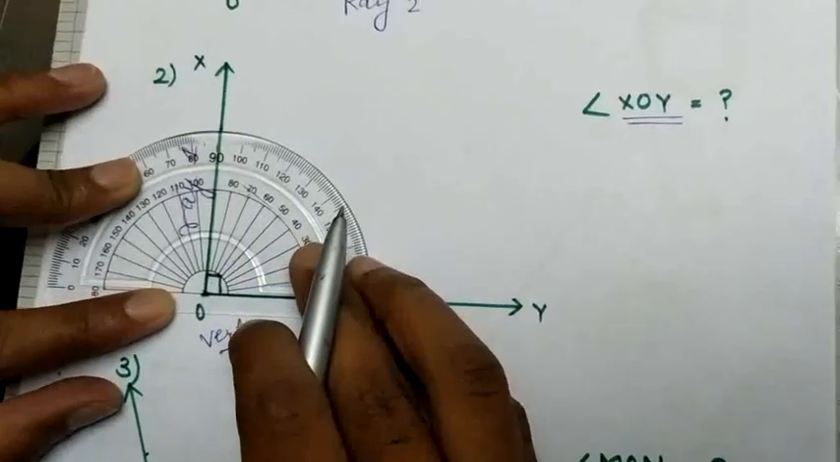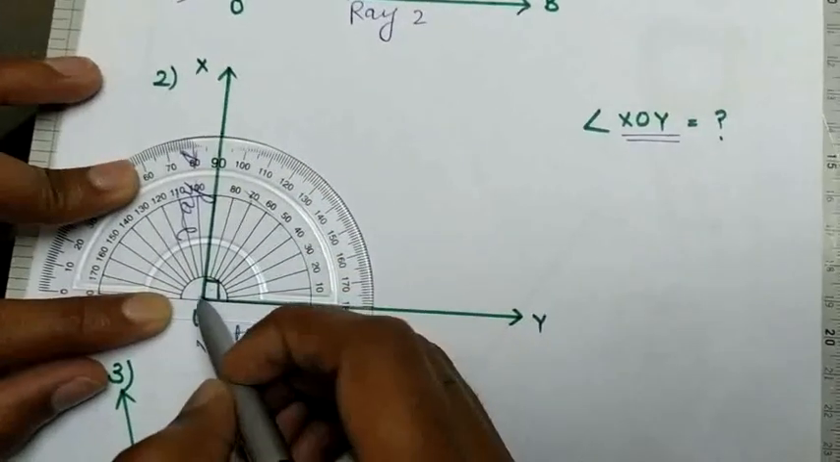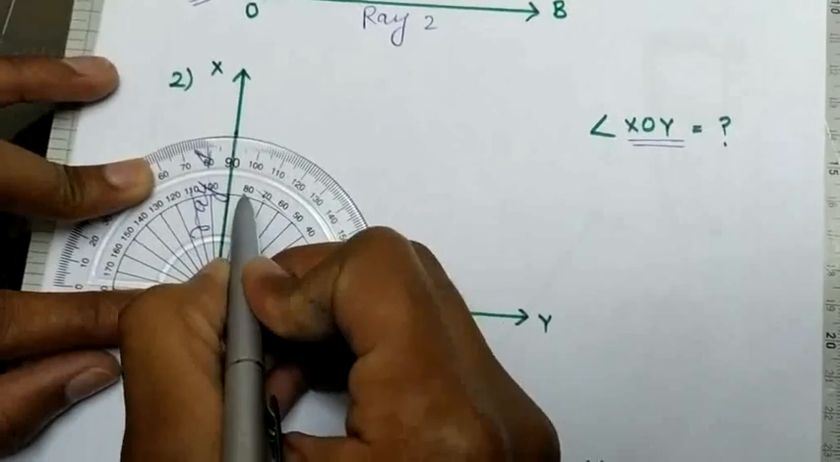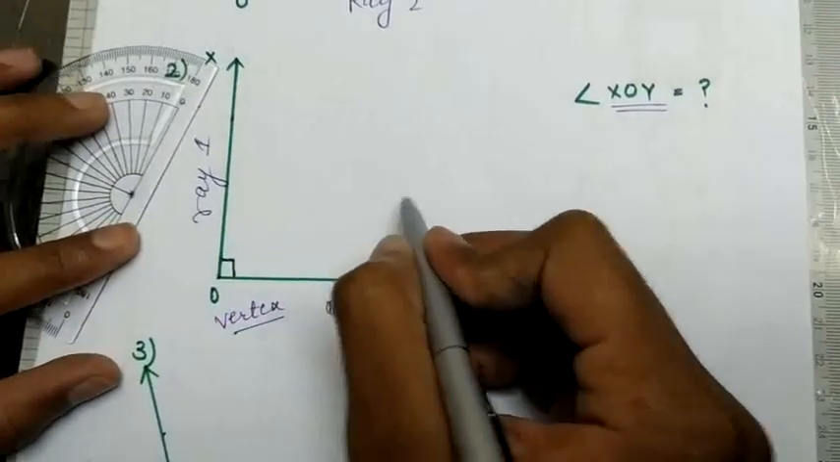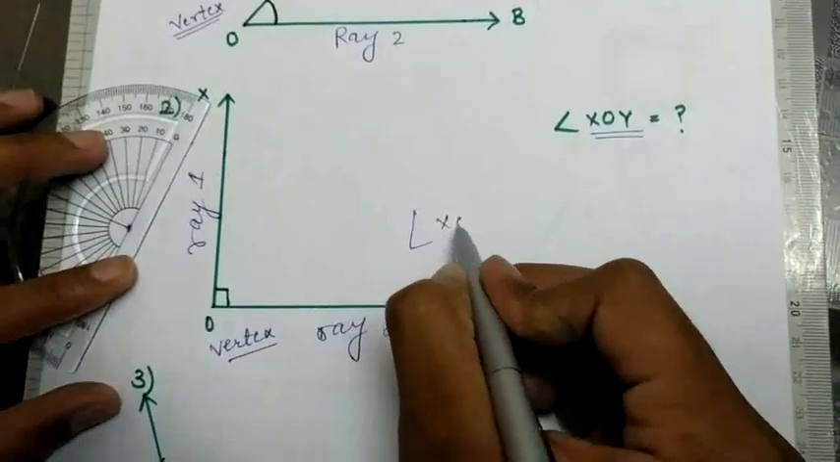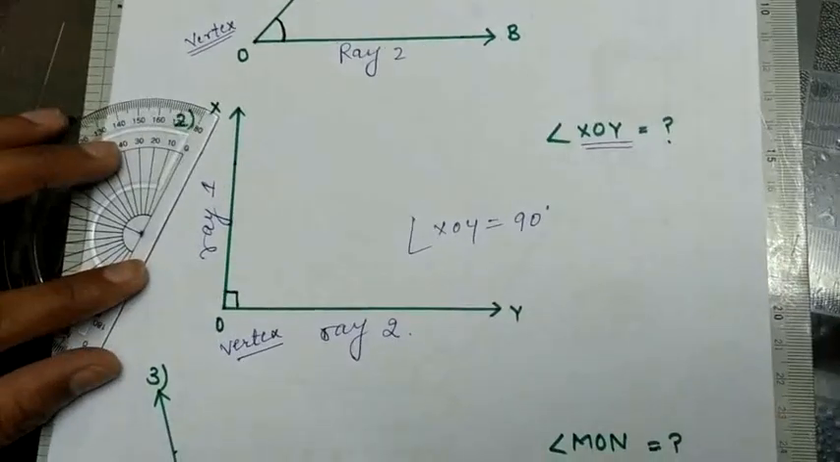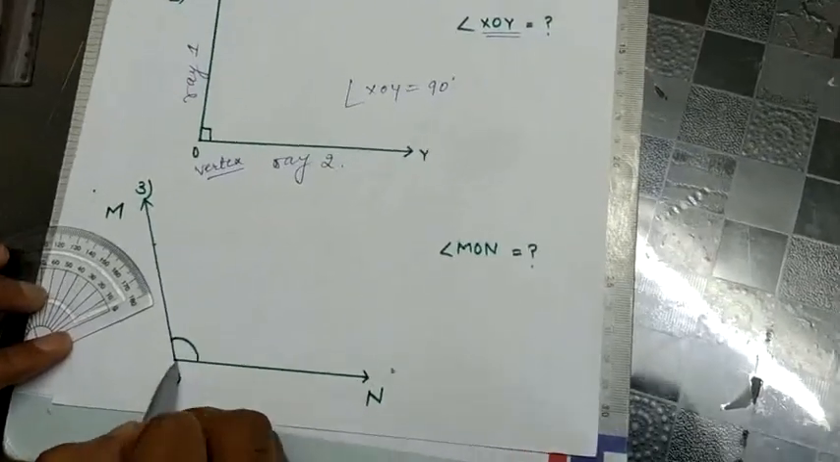Now put the protractor on the vertex point and match the bottom lines also. Look at this. This OX ray is going through 90, 80, 90, 100. So the angle will be 90 degree.